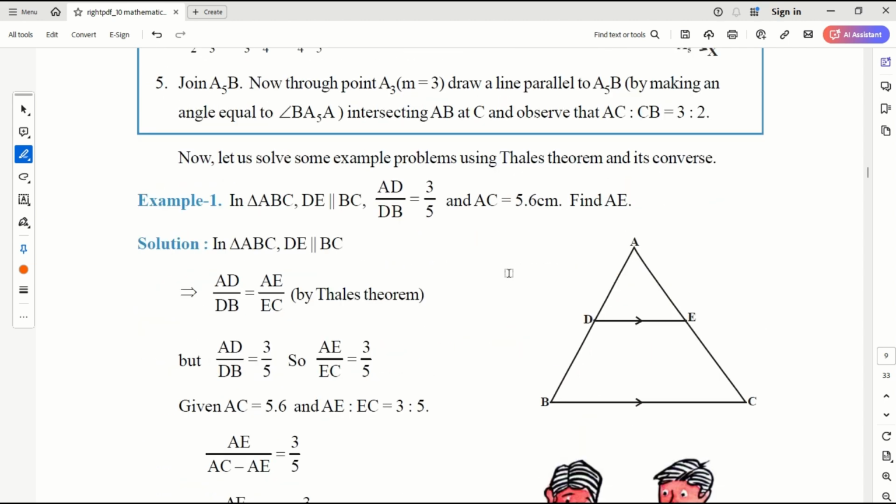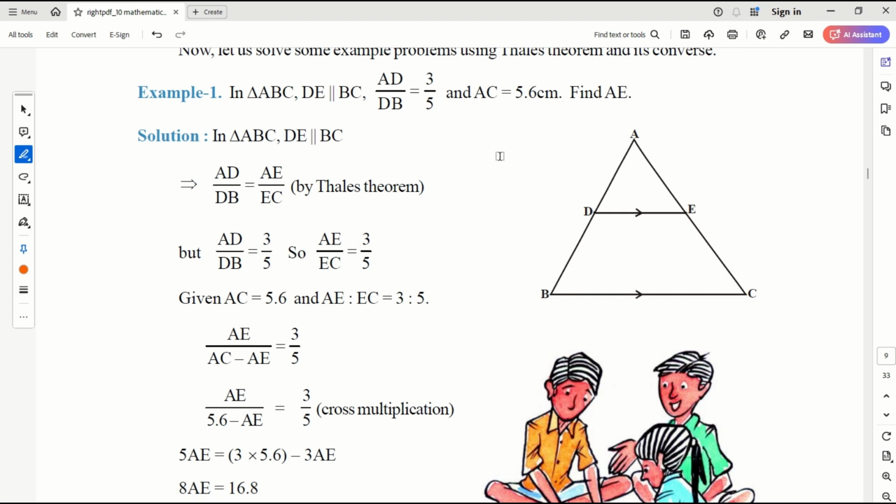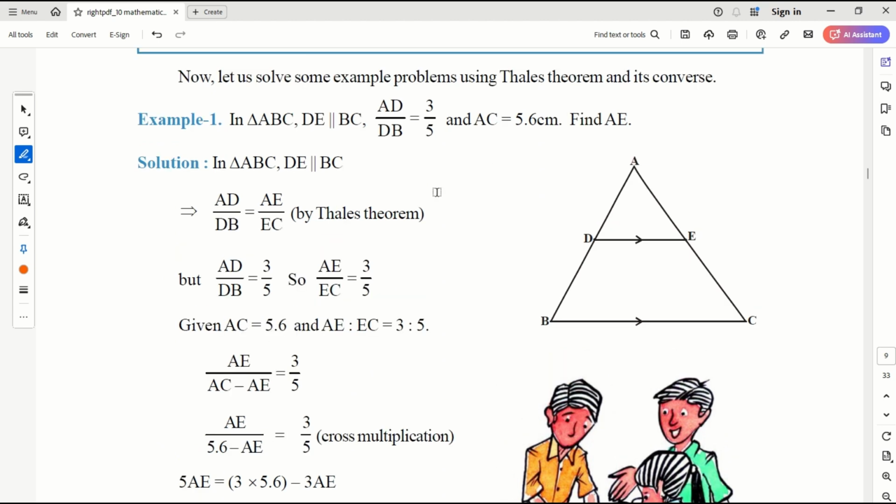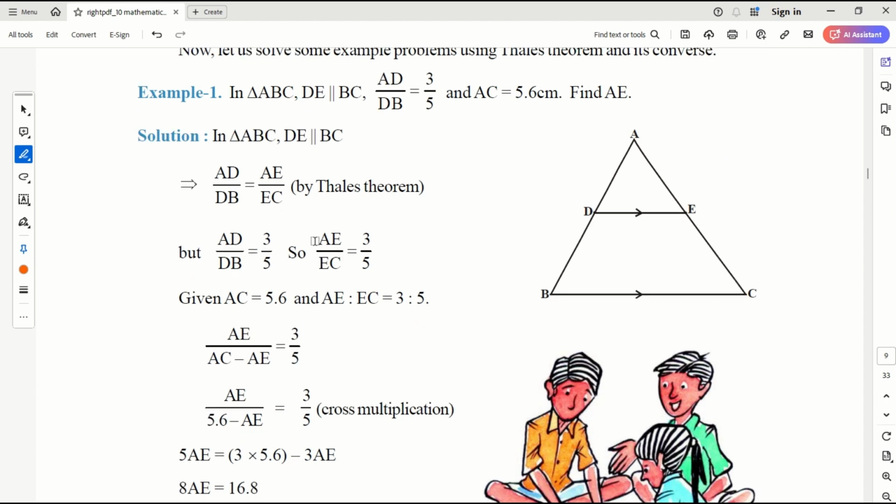Next, let's do this example problem. In a triangle ABC, DE is parallel to BC, and it is given AD by DB equal to 3 by 5. AC, the complete side, is 5.6. Find AE. That's the objective. So if AD by DB is equal to AE by EC, we know this. So how can we get AE now?